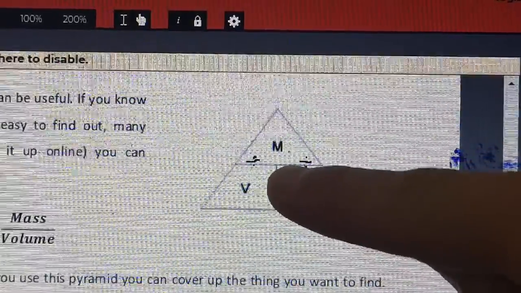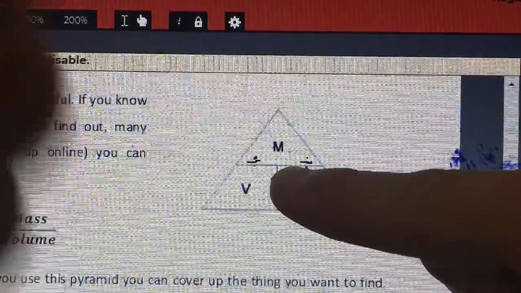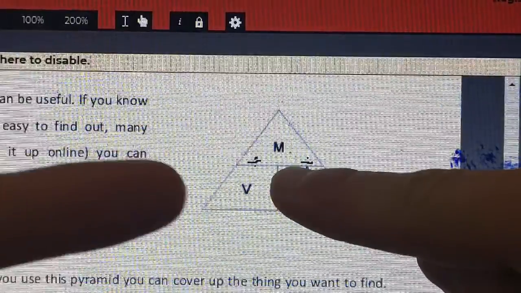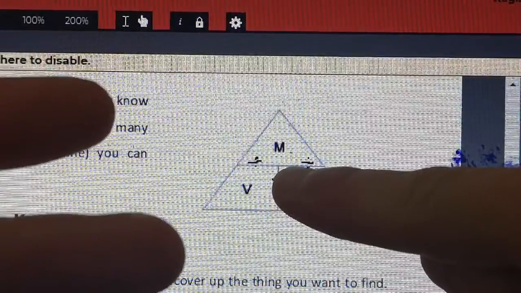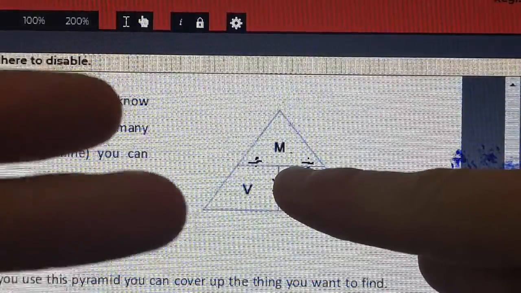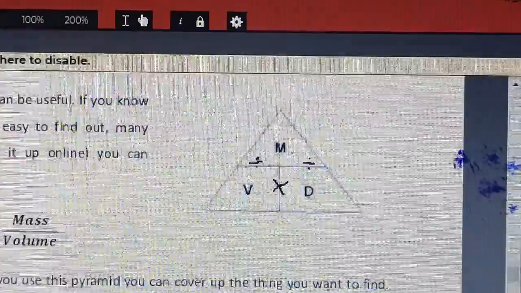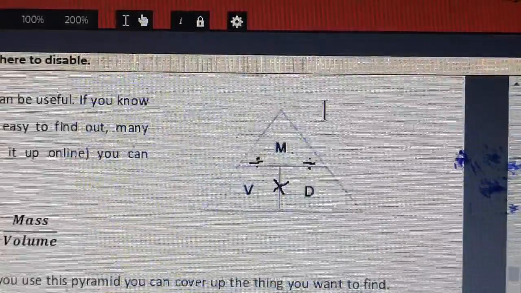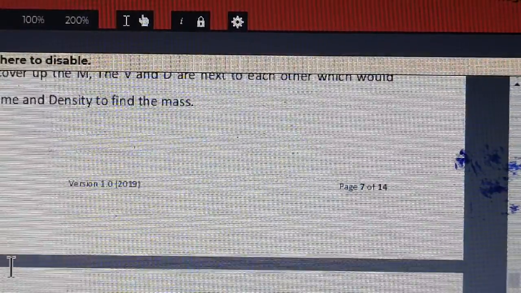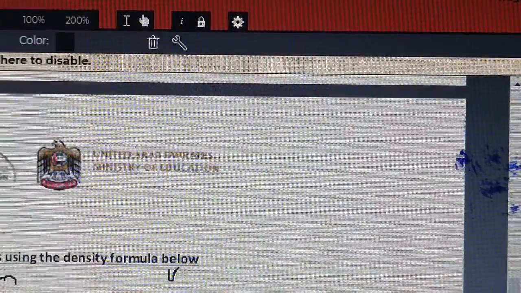So the calculation, what we do is number 1, we look for what we need to find. Number 2, we cover it up on the triangle. And number 3, we do the calculation of what is left. So I know it's M divided by V to find D. So I'll just write that in because I used my triangle.